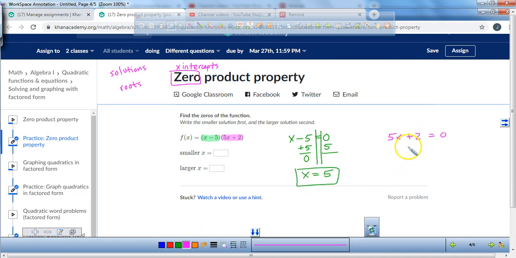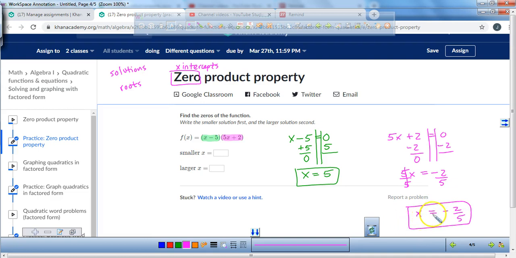The other 0, we would take away 2 from this side and take away 2 from this side. And you're left with 5x equals negative 2. These are additive inverses. We always make sure they add up to 0. 0 minus 2 is negative 2. Then we divide both sides by 5. And when those cancel out to a 1, we get x equals negative 2/5.